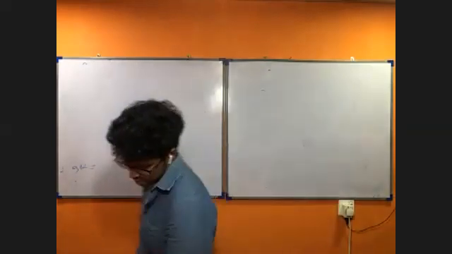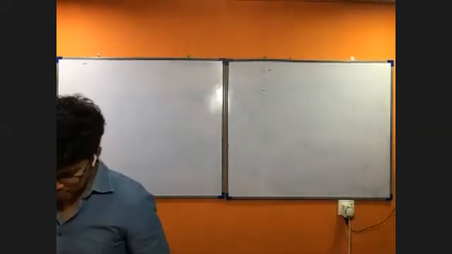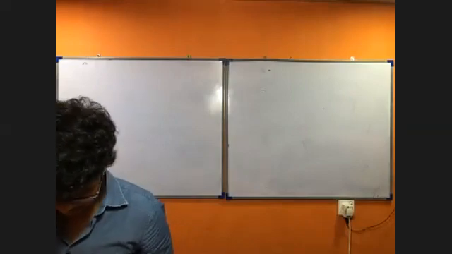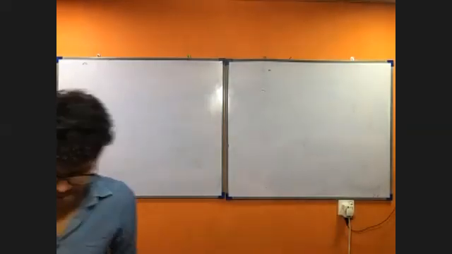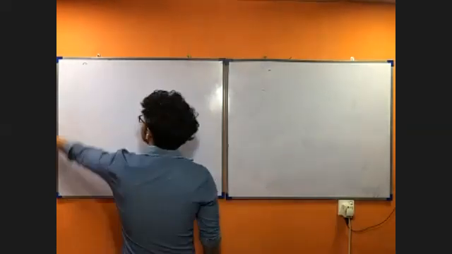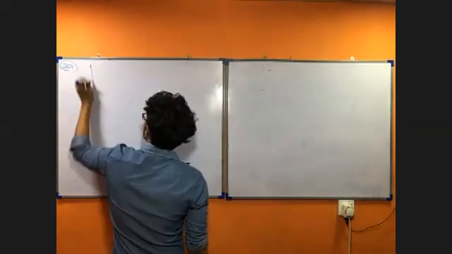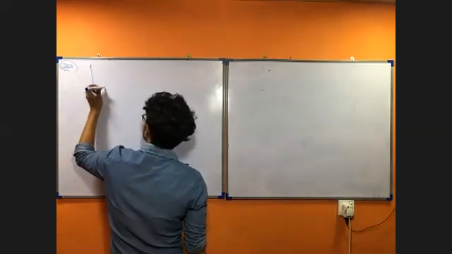What is the question? The base of a cuboid shaped glass container of height 1 meter is a square. So the base of a cuboid shaped glass container. So there's a glass container which is shaped like a cuboid, right? So that means there's something like this.